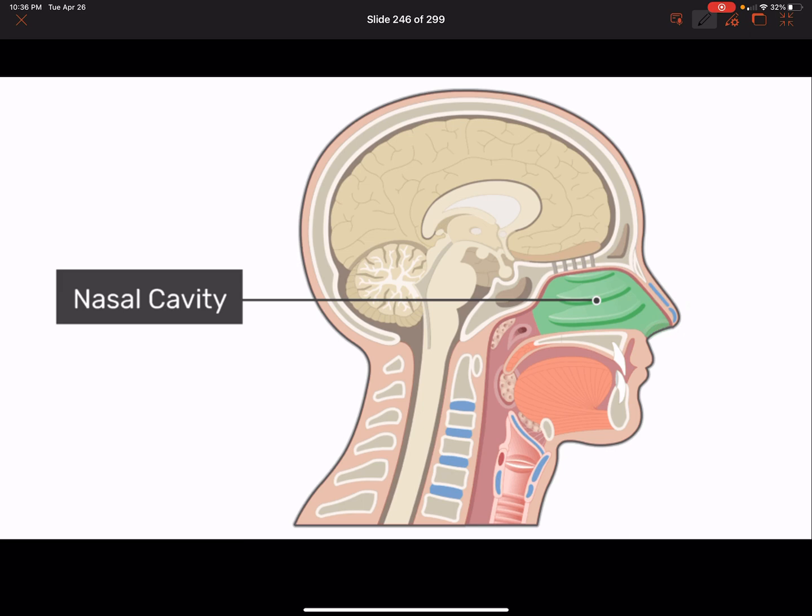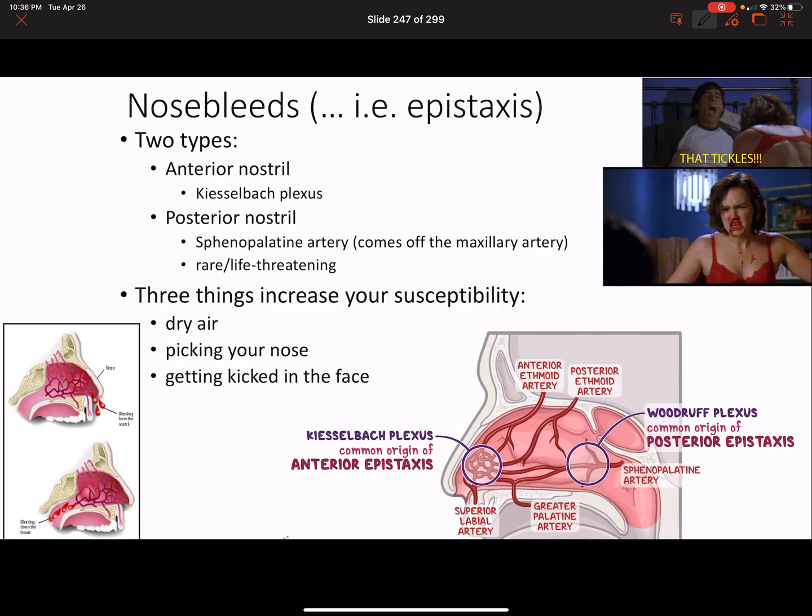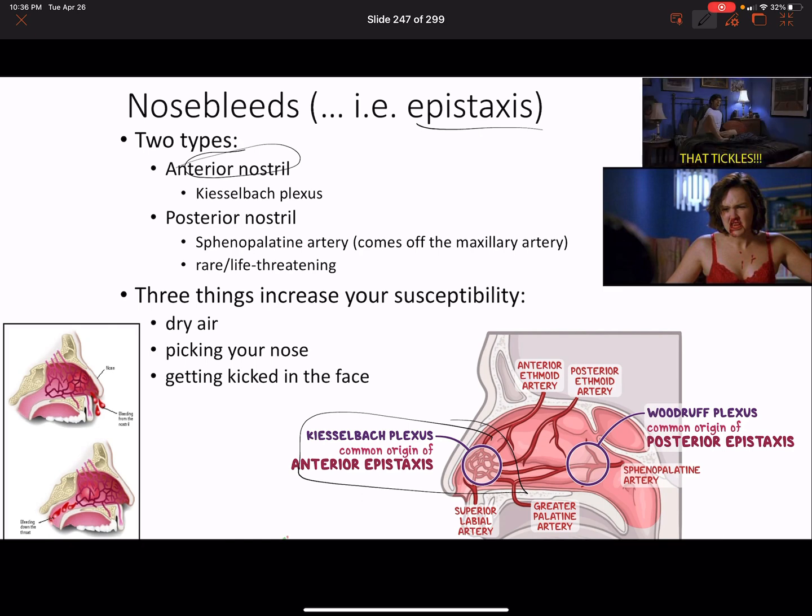All right, let's pivot and talk about the nasal cavity and sinusitis. So two types of nosebleeds, also known as epistaxis. Anterior nostril, which is where you break the Kiesselbach's plexus. This is just a classic nosebleed, not a big deal. Posterior nostril, this is going to be the sphenopalatine artery, which comes off of the maxillary artery. This is very rare, but it's very life-threatening, and blood will go backwards down into the throat.